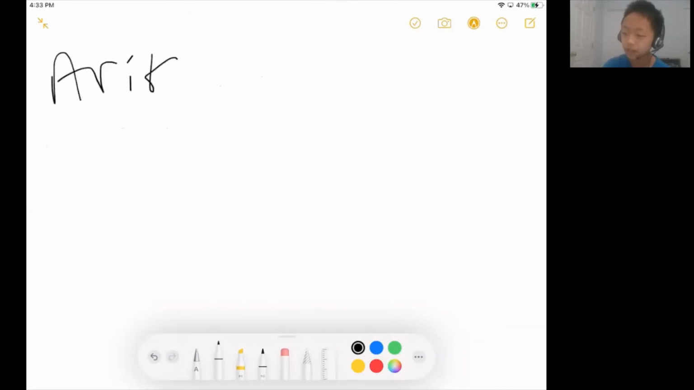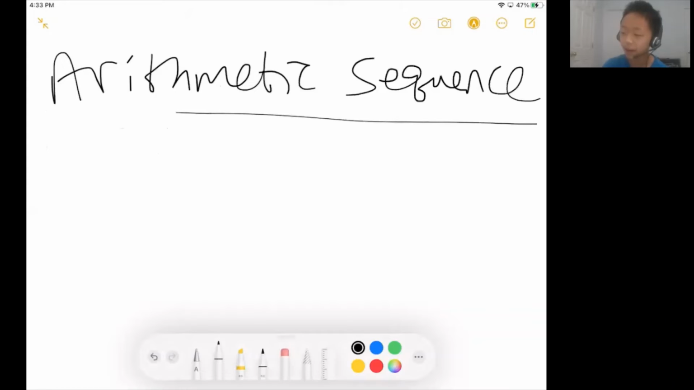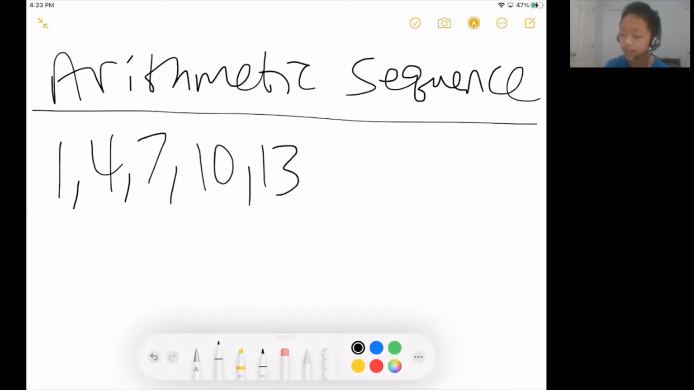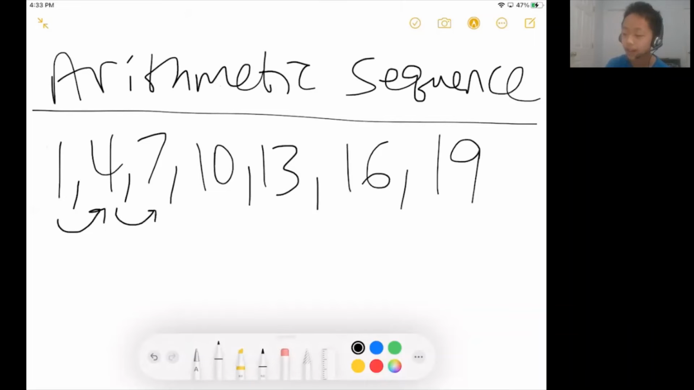An arithmetic sequence is defined as a sequence in which the common difference, the difference between consecutive terms, is always the same. So, for example, the sequence 1, 4, 7, 10, 13, 16, 19. This is a sequence, but this is also an arithmetic sequence. And what that means is between any two terms, there's a common difference, right?